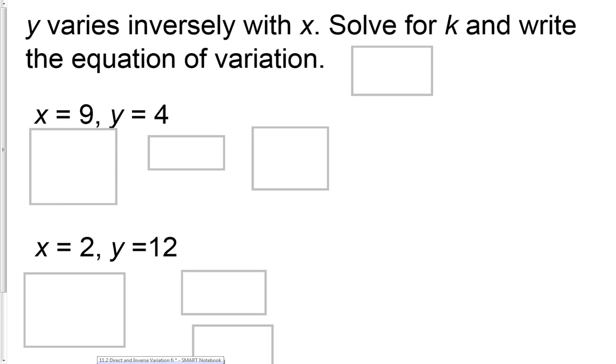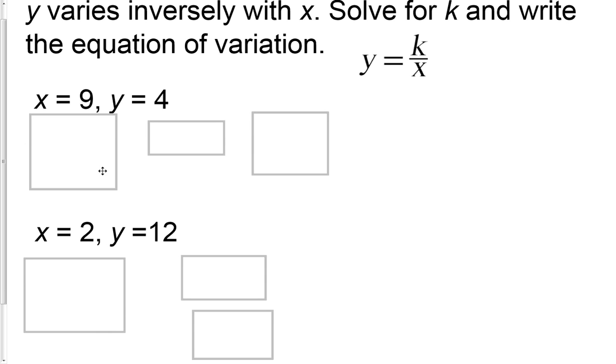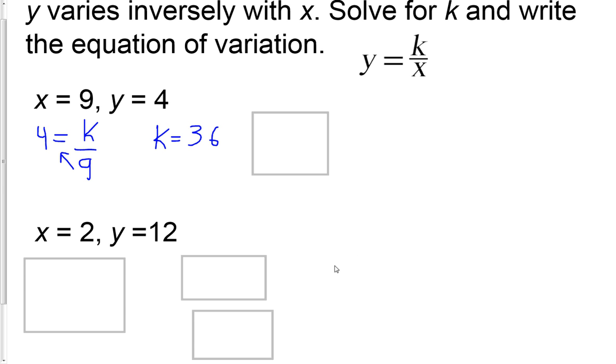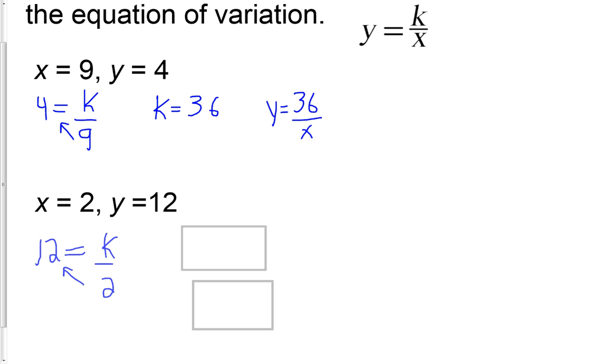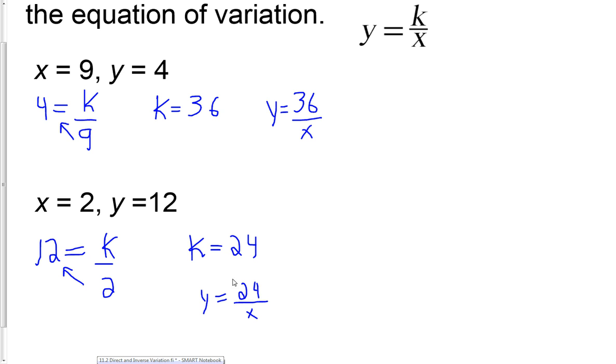One last set, and if you get it, again, feel free to unveil it here. We got y varies inversely with x. Go ahead and pause and try to write what you think the answers will be for these next two. And now that you've unpaused, we've got 4 equals k over 9. 9 times 4 is 36, so y is 36 over x. And 12 is k over 2. 12 times 2 is 24, so k is 24, and y is 24 over x.